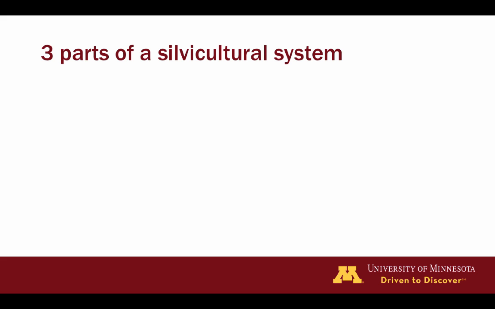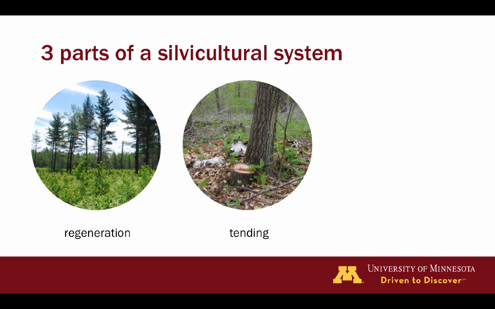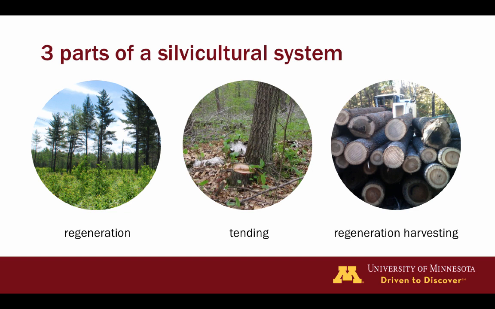So there are 3 parts of a silviculture system. Pause the lecture and write those 3 parts that need to happen in every system. As we unpause the lecture, let's go through what has to happen in a silviculture system. We need to regenerate the stand, so we need to start a new cohort. We need to tend the stand, so we need to improve what's already there. And then finally, we need to do our regeneration harvest.